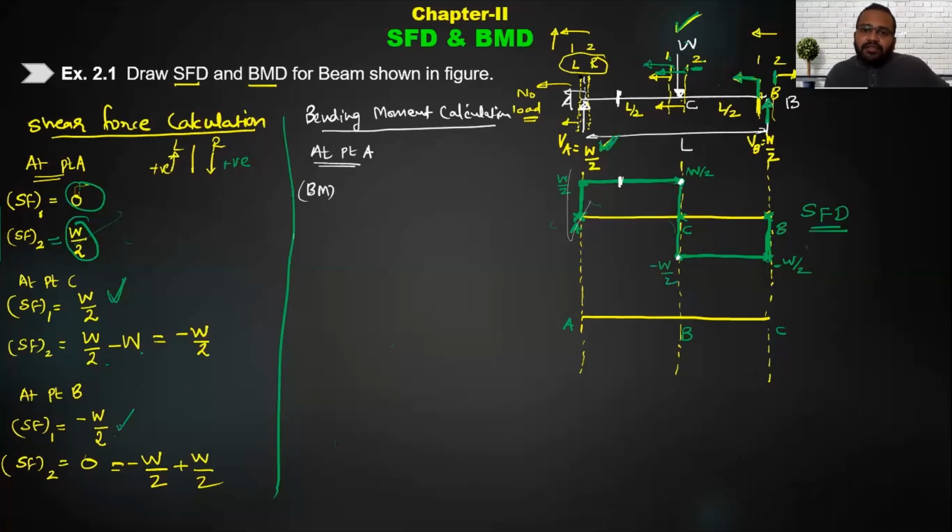So therefore, if I take this section and if I work on the left hand side, there is no load on the left hand side. So if there is no load on the left hand side, my answer will be simply zero. So bending moment at A is going to be zero.